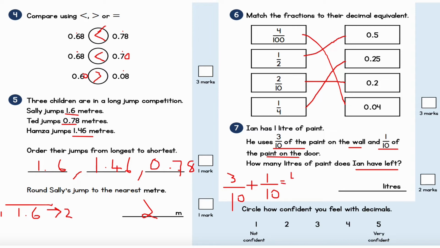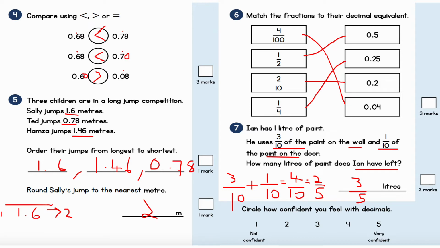Okay, I get 6/10, or I can simplify that to 3/5. Okay, 6/10 or 3/5. So 4/10 simplifies to 2/5. Okay, 1 whole, take away 2/5, or take away 4/10 gives me 6/10, which is equal to 3/5.